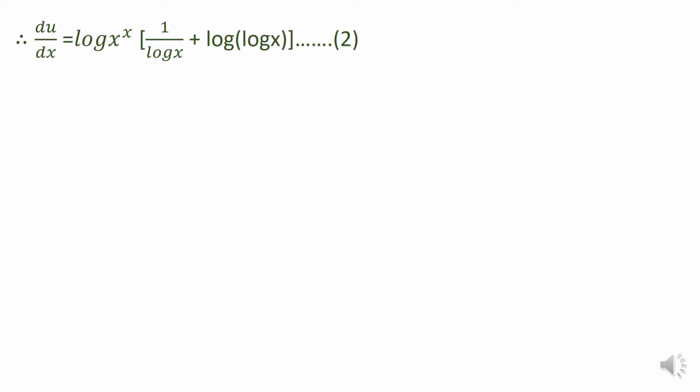So now what remains is finding the final answer for du by dx at least. So du by dx is equal to u, which was (log x) raised to x. So we write the u term over here and the remaining part of the sum remains the same.